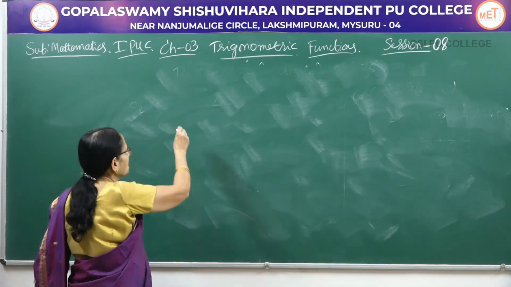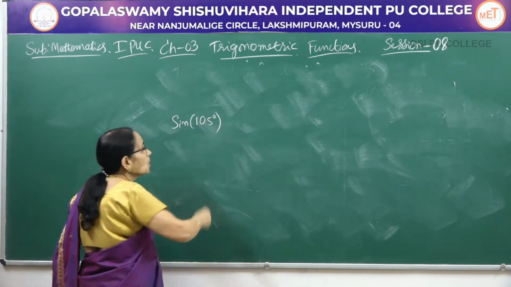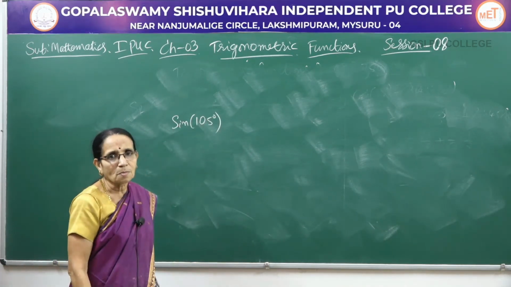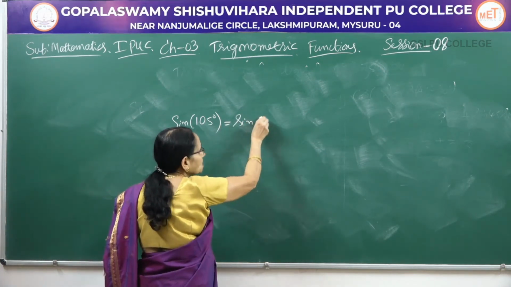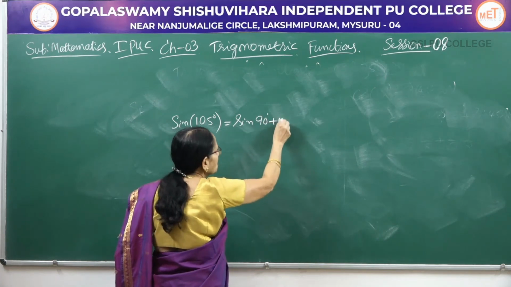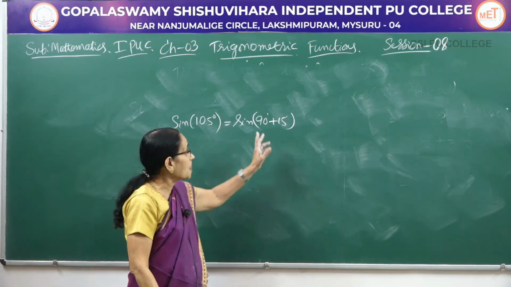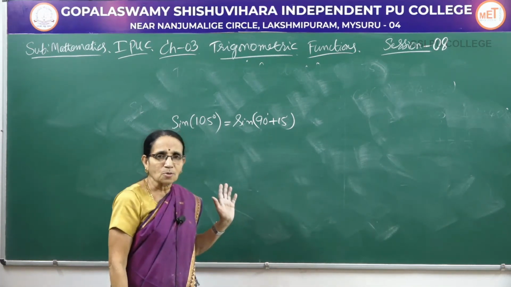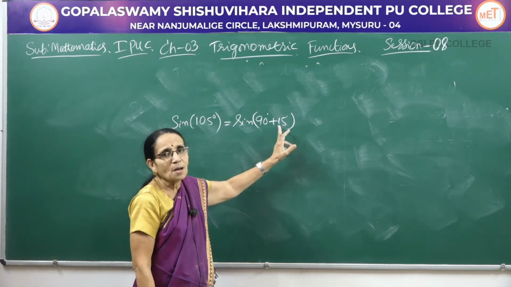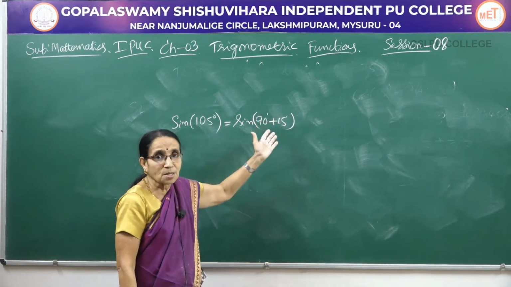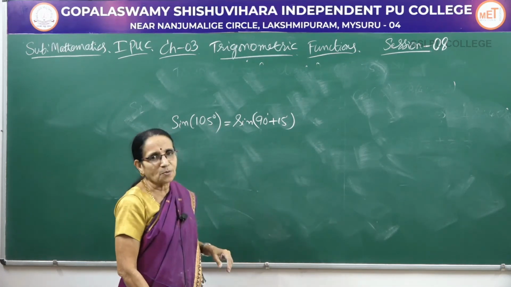For example, suppose I want to find the value of sine of 105 degrees. How could you write this one? You can write it as sine of 90 plus 15. 90 plus 15 equals 105. Of course, 105 could also be written as 60 plus 45, no doubt, but I just want to make use of the formula which we have just derived. So I am expressing 105 as 90 plus 15.